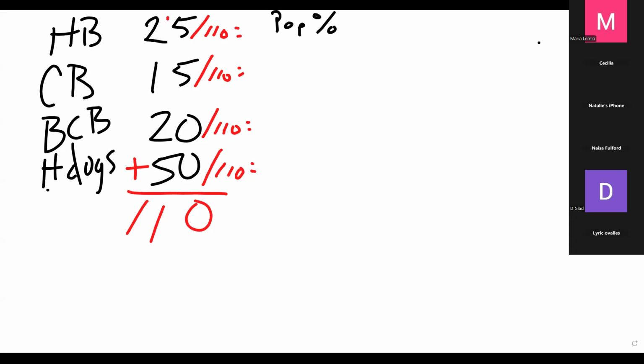So what is 25 divided by 110? 0.227. What's that? 0.227. 4.27? No, 0.227. So around that, move that decimal place over. It's gonna be 22.7%. Okay, 22.7%.